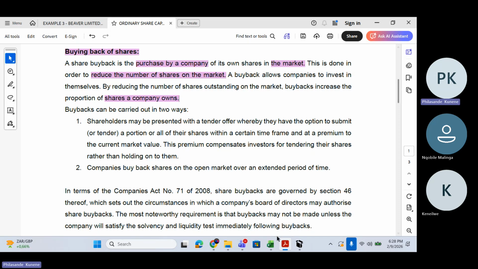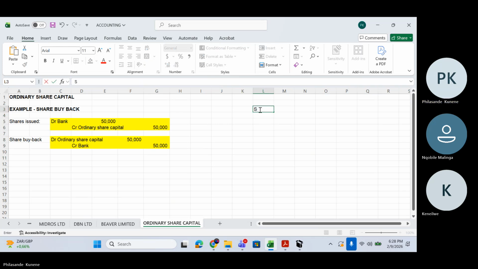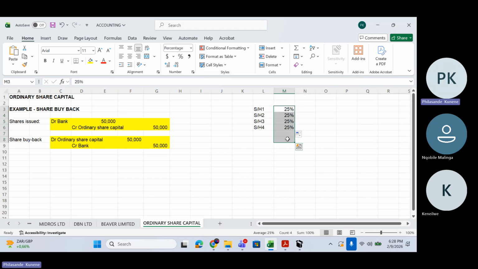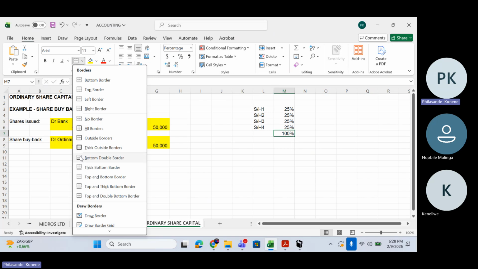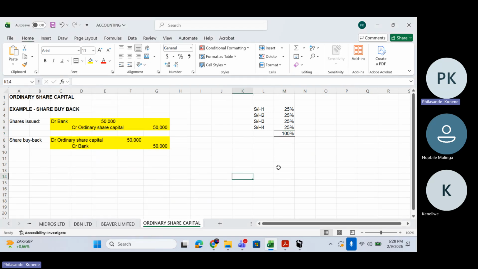Because if we have 4 shareholders, shareholder 1, shareholder 2, shareholder 3 and shareholder 4, they may each be holding 25%. This is 100% in total. But now, if we issue more shares, which means we're adding 1 more shareholder, there will be 5 shareholders, and they will now each hold 20%.